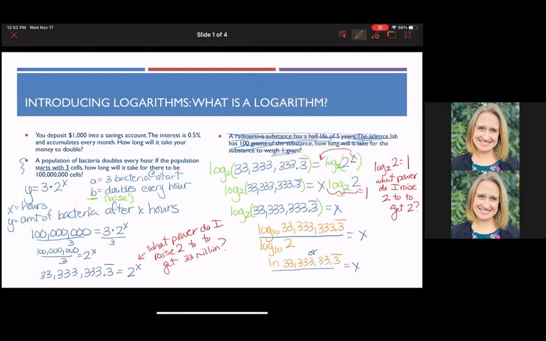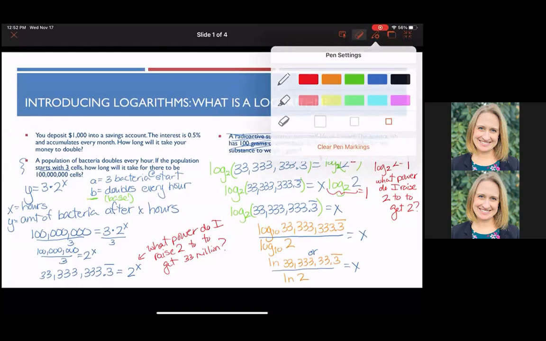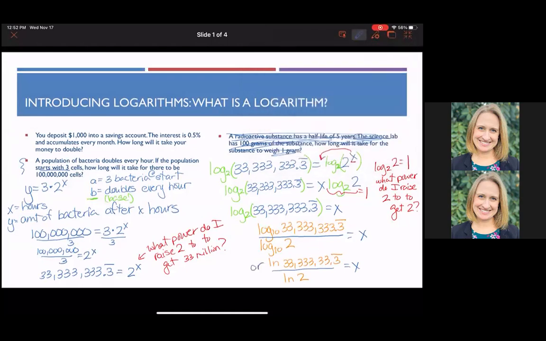It's just whichever button you'd like to put. The natural log sometimes is used more often. So now let's take a look at Desmos.